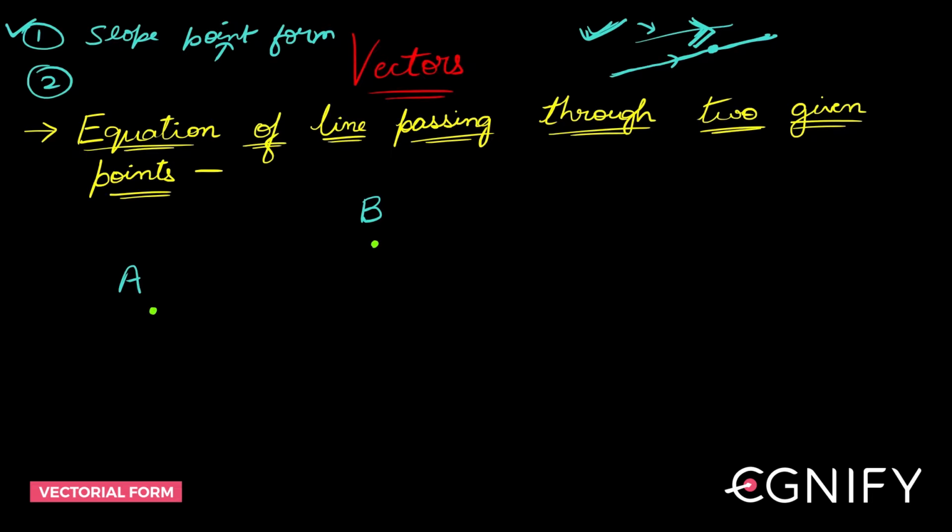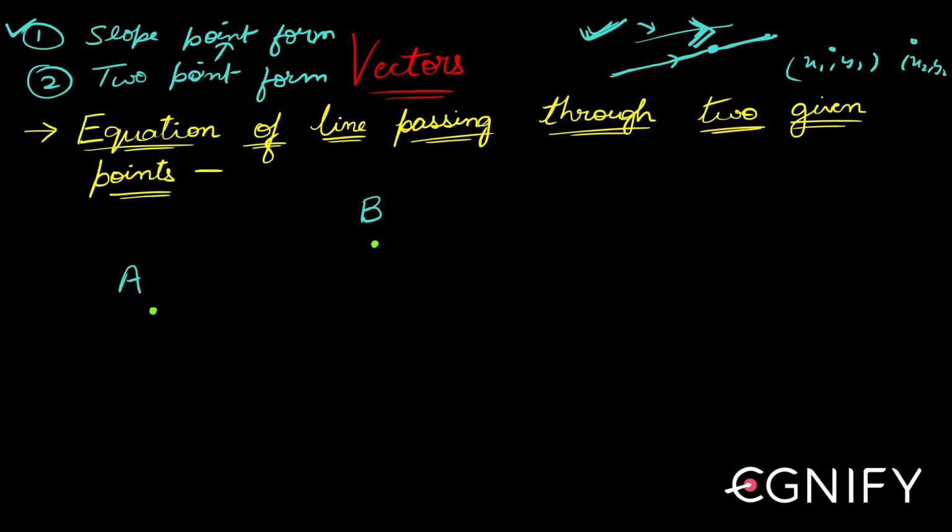The second case in your 2D straight lines was 2-point form. So you had 2 points with coordinates x1, y1 and x2, y2. How do you get the equation of a straight line which passes through these 2 points? That is what your 2D case was. Now this case is very similar to this second 2D case. So here also I have 2 points and I need the equation of a straight line which passes through these 2 points. So let me see how I'll get it vectorially first, and after we see vectorially, then we will see the coordinate or the symmetric form.